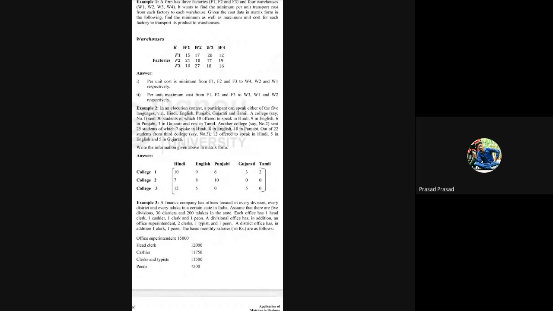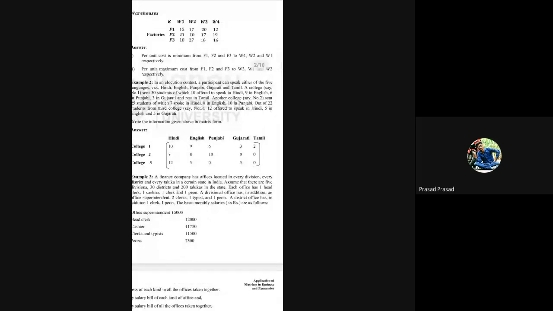You can see the arrangement here. In college 1, how many students speak Hindi? 10. English 9, Punjabi 6, and Gujarati 3, and the rest of the 30 is Tamil. In this way it is arranged, and after arrangement it is clear how many students have spoken in a particular language. It is just an arrangement. Then many other examples are also there.